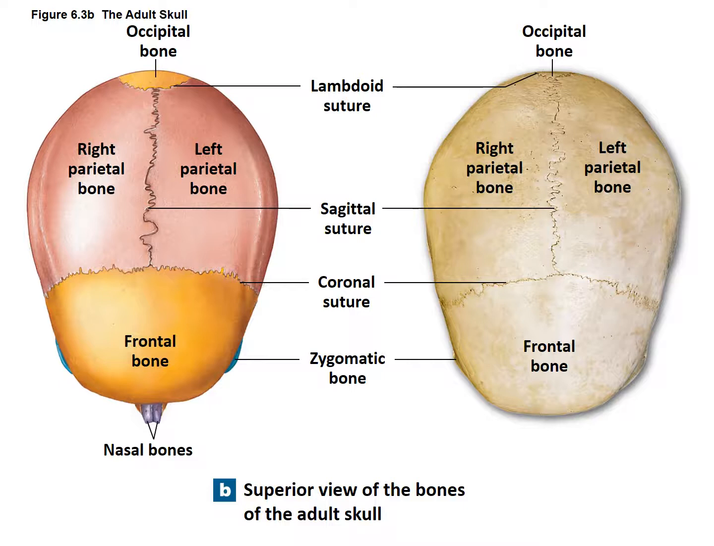As we age, the fontanelles will actually fuse to form sutures. Here we have some of the sutures listed. The lambdoid suture will actually be in the back, separating the occipital bone from the parietal bones. The sagittal suture is going to separate the 2 halves of the parietal bone, right from left, and we have the coronal suture that will separate the frontal bone from the parietal bones.